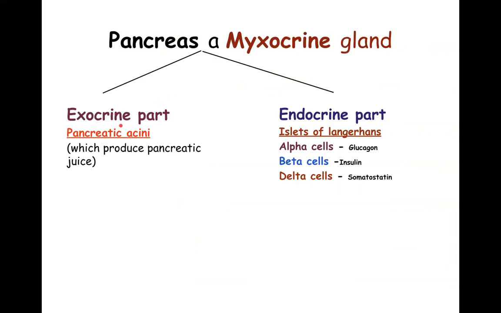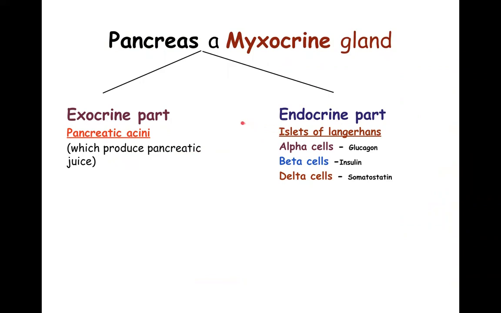Now, exocrine means it pours its secretion directly on the target cell. For example, in the case of the pancreas, the pancreatic acini produce pancreatic juice, which is required in digestion. This pancreatic juice is released in the small intestine during digestion.